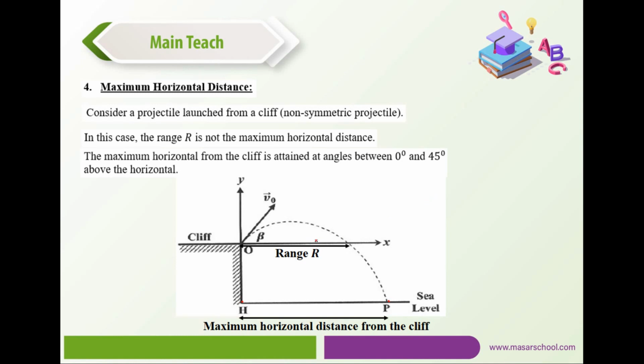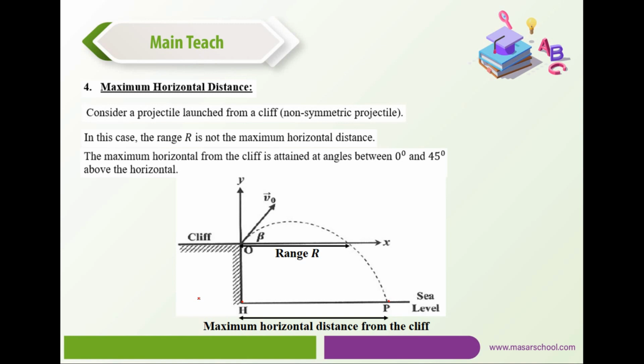For the range, because it's symmetric, we can always claim that it is at 45 degrees. However, if we're talking about maximum horizontal distance for a non-symmetric projectile, this maximum horizontal distance occurs for a launching angle between 0 and 45, but we cannot specify the value of this angle because this depends on the height of the cliff itself. So let me do a recap.